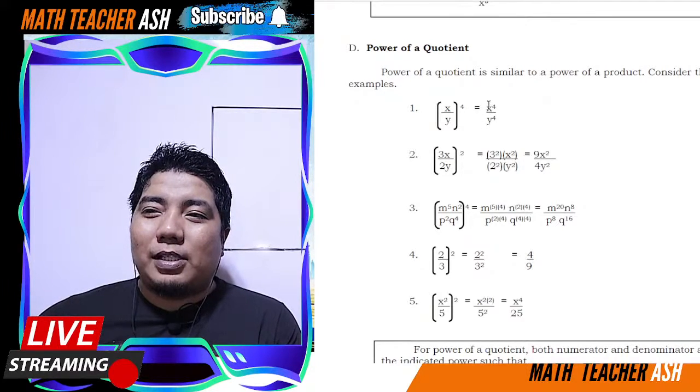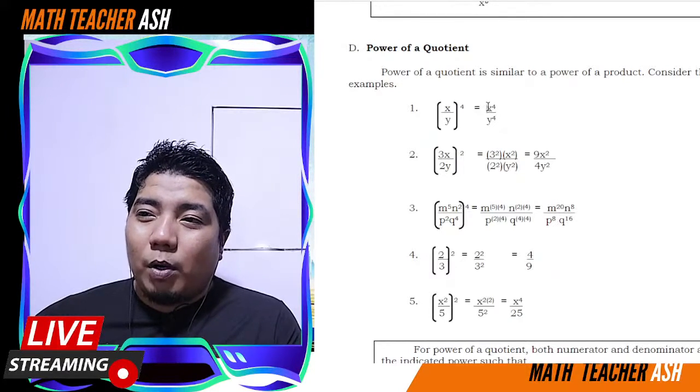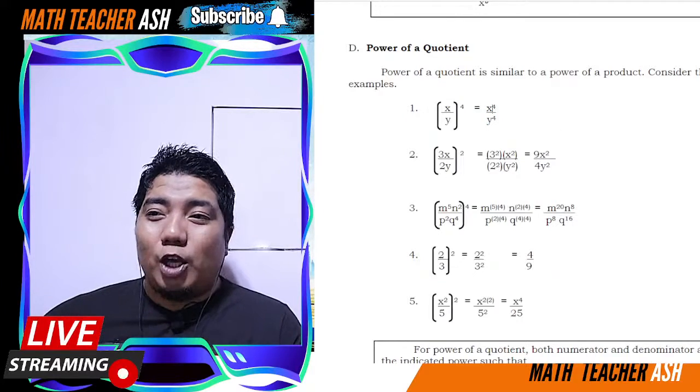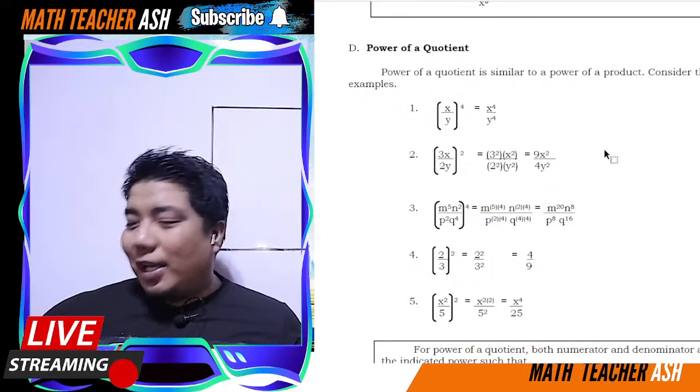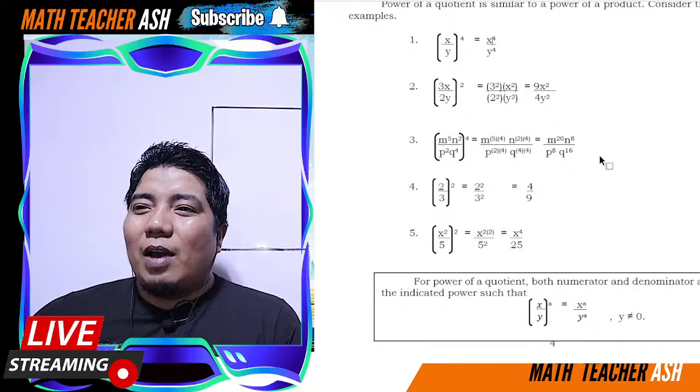Of course, hindi mo na masisimplify ito. Hindi mo pwedeng isubtract ang 4 minus 4 because, number 1, hindi sila pareho ng base. So, that will be your final answer. Easy, right? Okay, napakadali lamang, my dear math learners. Now, how about this one?